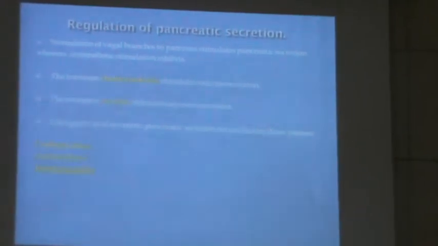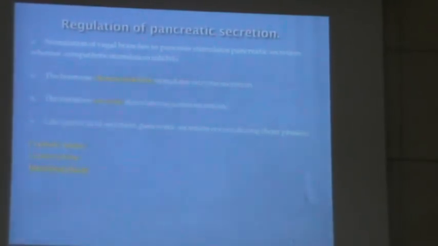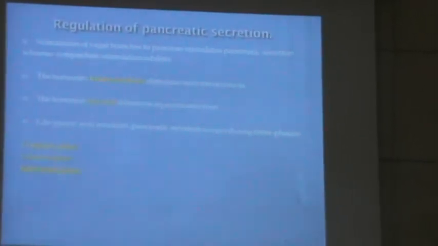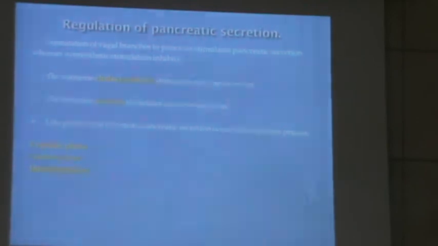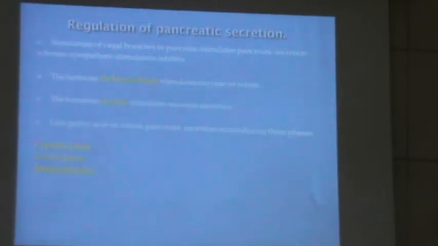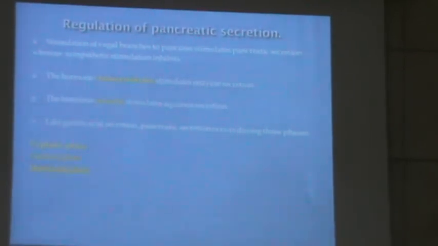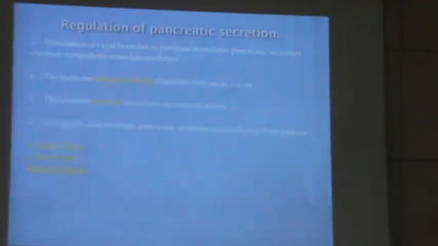It is now called polycystic CCK. Okay, the phases of pancreatic secretion are, as we said, cephalic, gastric, intestinal, and as we will see, in some of the phases we will find the nervous control is dominant. In other phases the hormonal control is dominant.